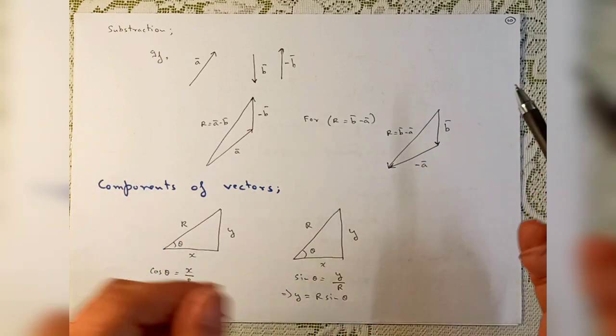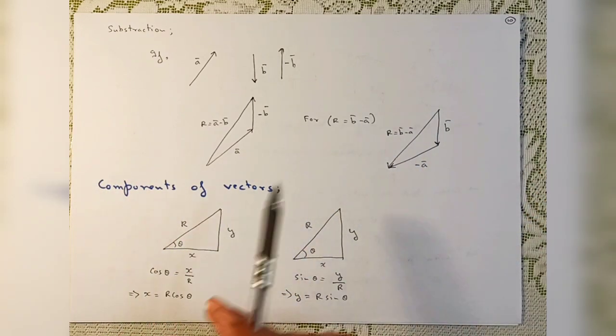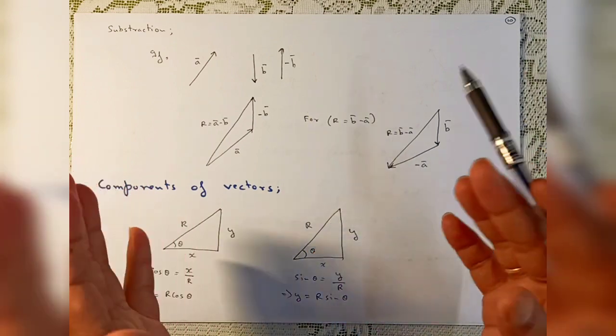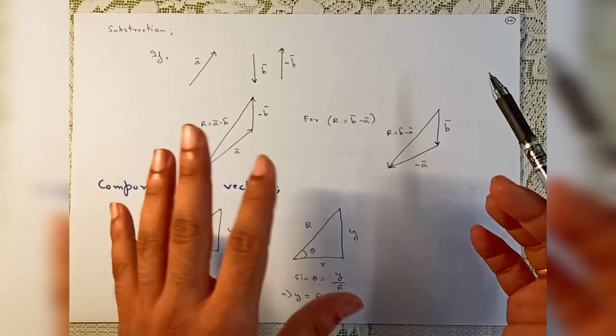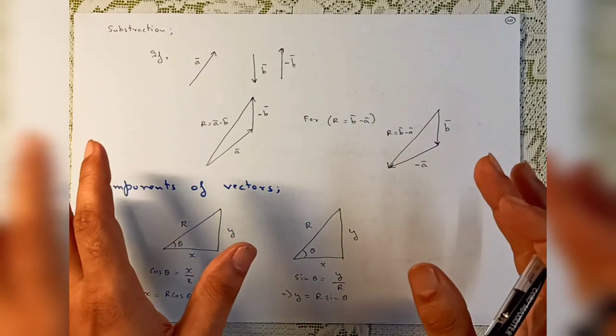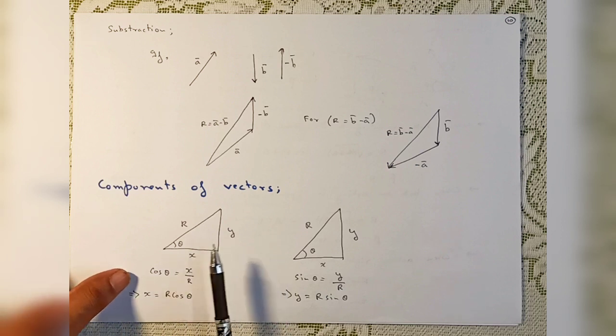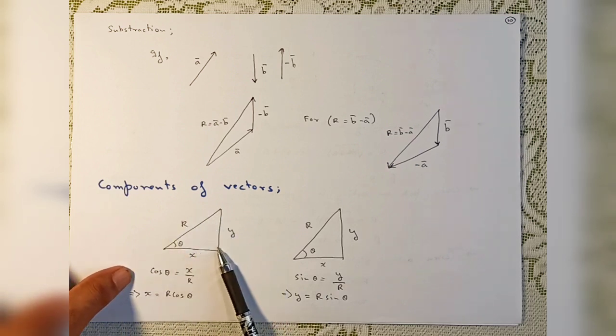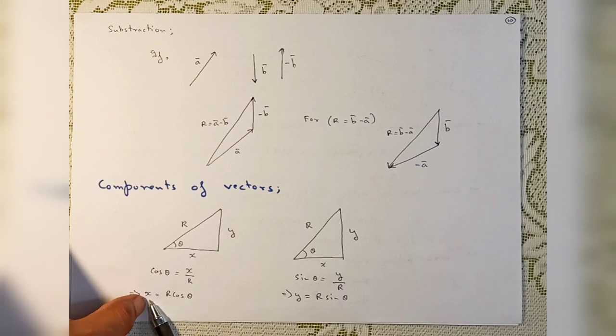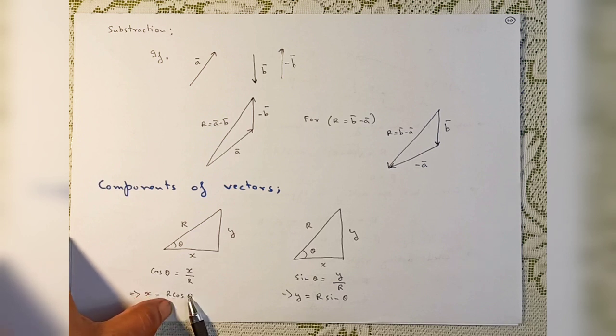Okay, and then you have another topic, that is component of vectors, where the vector gets divided into two parts, the sum of which is going to give you the original vector. So out here, take this triangle into consideration. Here, with respect to cos of angle theta, it is what? X divided by R. Therefore, in the X direction, what is the component of the vector? It is R cos theta.